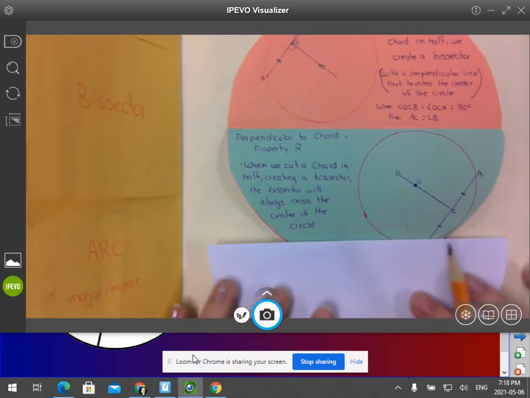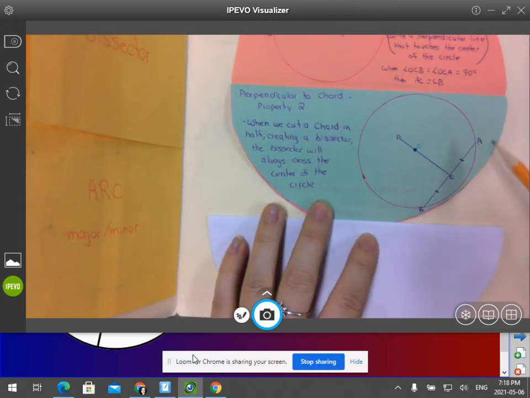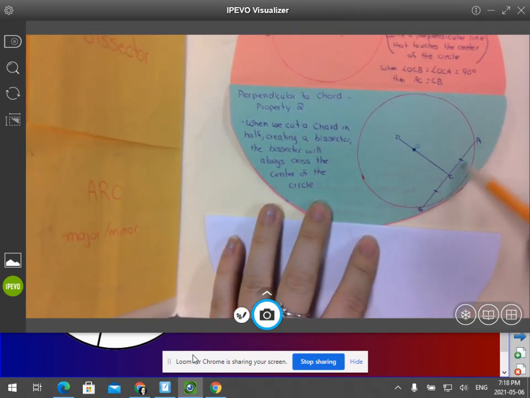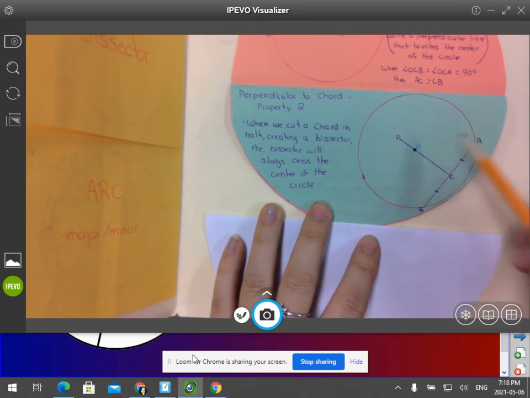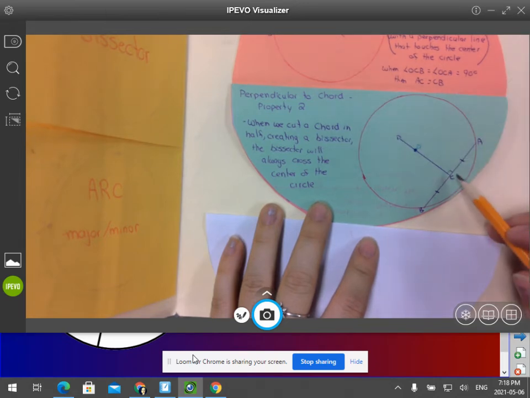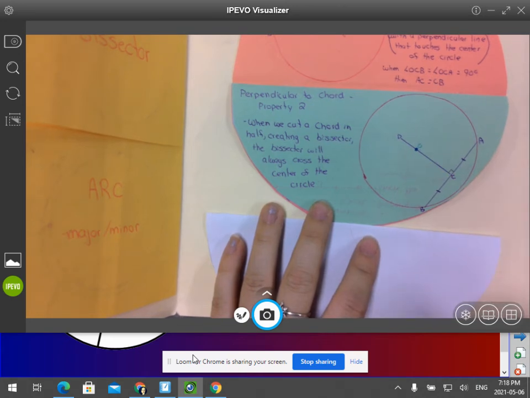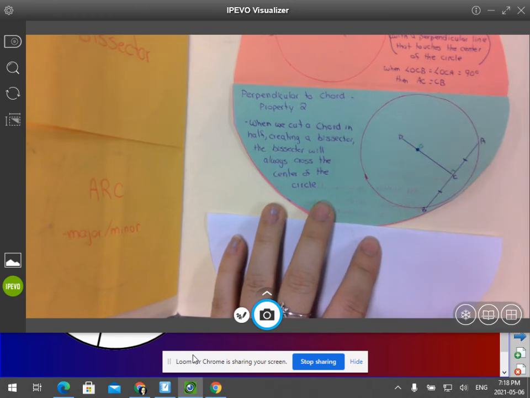Chord property number 2. When we cut a chord in half, creating a bisector, the bisector will always cross the center of the circle every time. If I cut a chord in half at 90 degrees, it will cross the center of the circle. And it doesn't matter how big of a chord you have on any side of your circle.